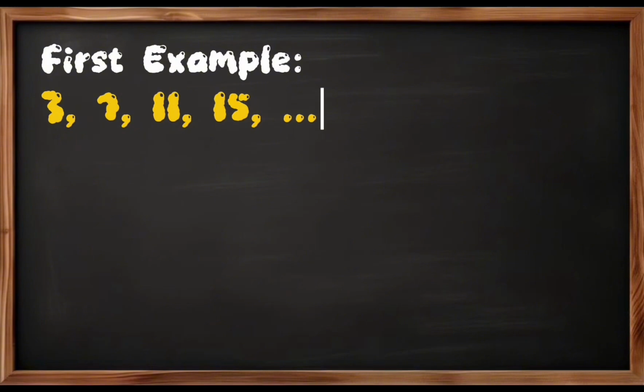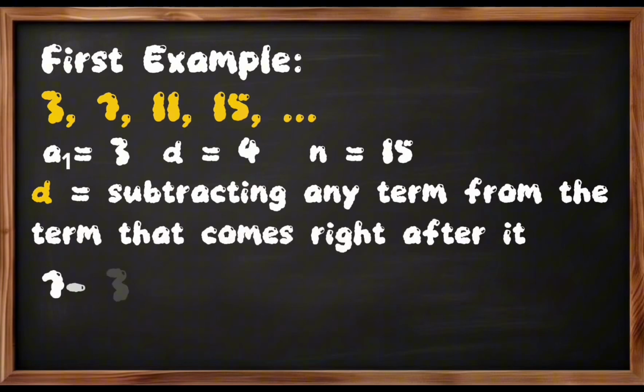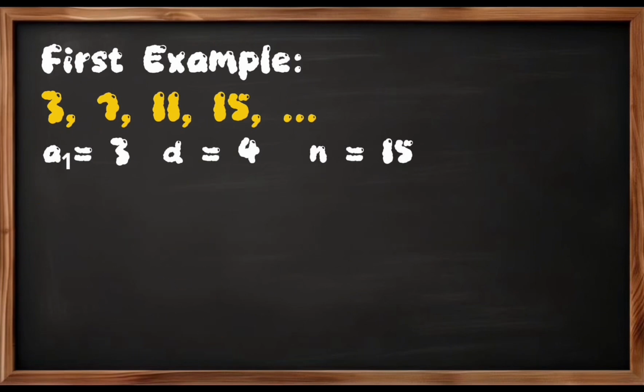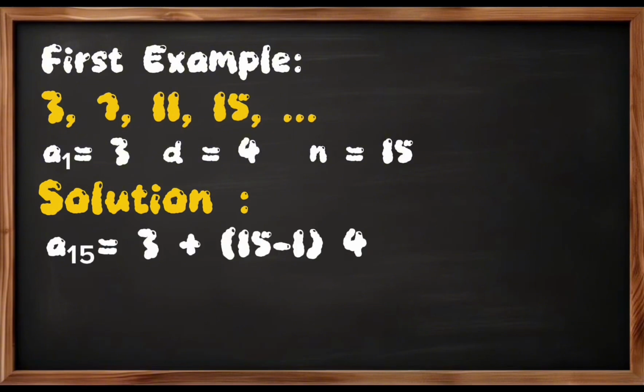Alright, in this sequence, our first term is 3. The common difference is 4, because 7 minus 3 is 4, 11 minus 7 is 4, and so on. We want to find the 15th term, so n is 15. So, we have a sub 15 equals 3 plus 15 minus 1 multiplied by 4.